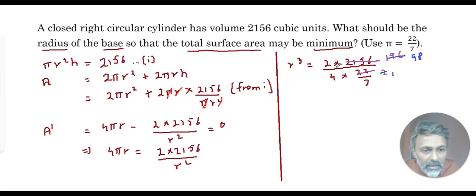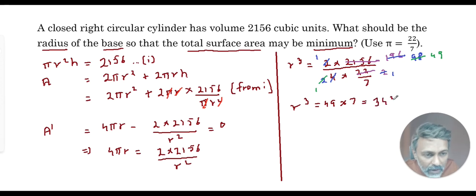then 2 ones are 2, 2 twos are 4. We still have scope to cancel, 2 ones are 2, 2 49s are 98. So we end up with r cube is equal to 49 into 7, which is 343. It's a small number, we can directly multiply, and its cube root is therefore 7 units. We have got the radius. That's what they have asked: what should be the radius of the base?